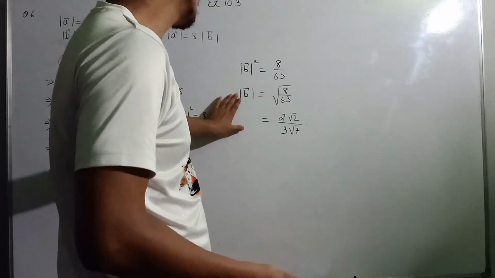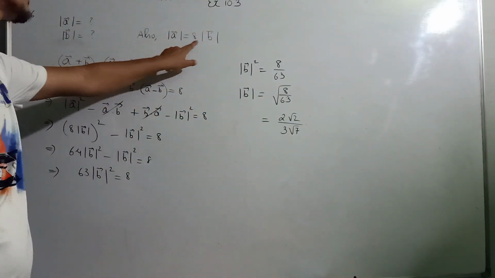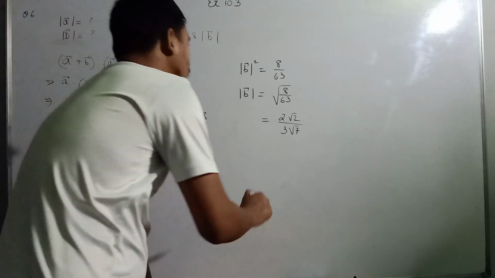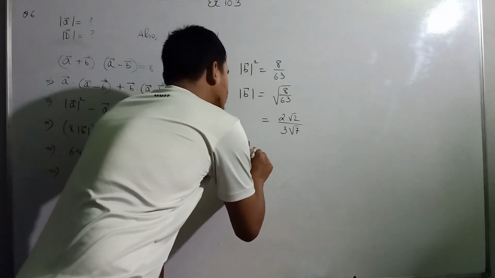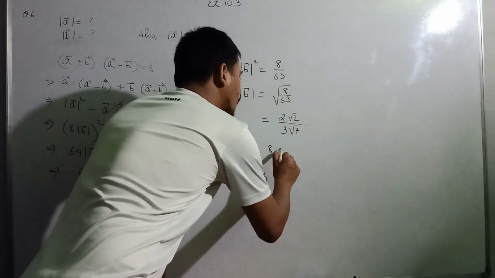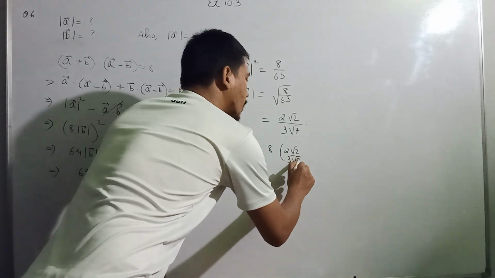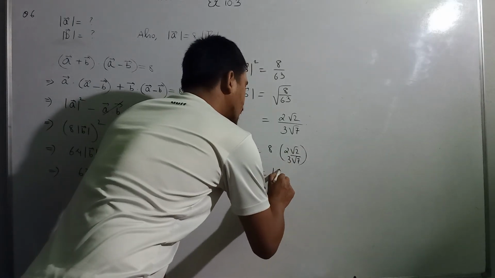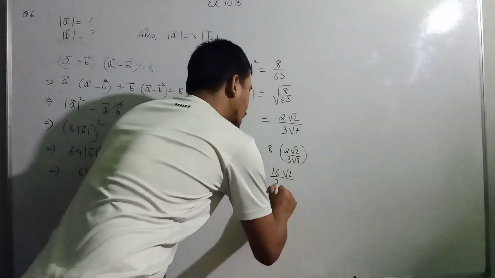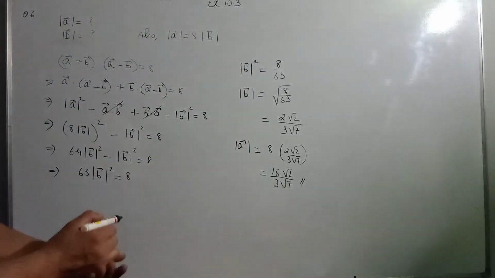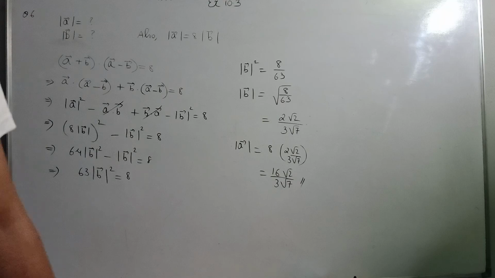And knowing the magnitude of B, using this result, you can find out the magnitude of A. So magnitude of A is 8 times magnitude of B, which is 8 times 2 square root of 2 upon 3 square root of 7. That is 16 square root of 2 upon 3 square root of 7. Correct? Next.